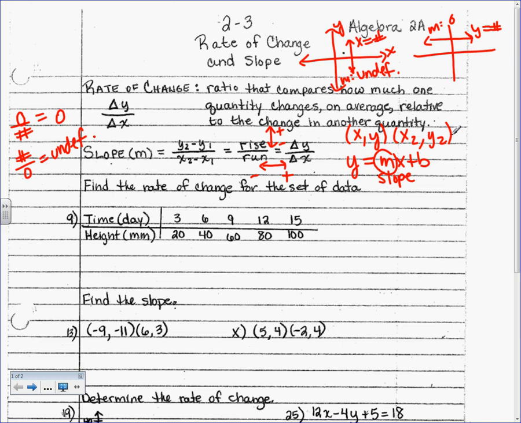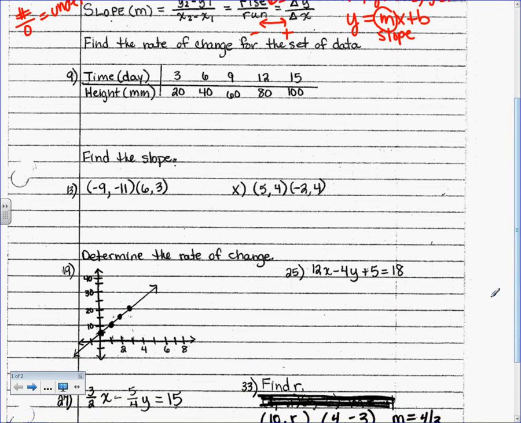All right, let's get started on the notes. Find the rate of change for the set of data. So the time in days and the height in millimeters. So you have some data points here that you could put as an ordered pair if you'd like to.